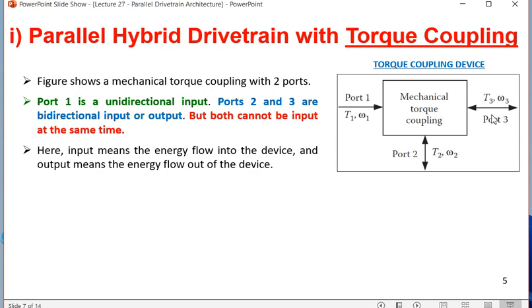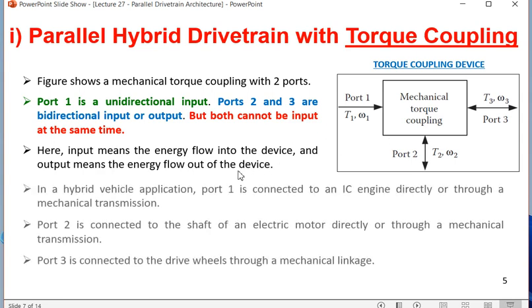Here the input means the energy flow into the device, output means the energy flow out of the device. In a hybrid electric vehicle application, port 1 is connected to the IC engine directly or through a mechanical transmission. Port 2 is connected to the shaft of an electric motor. That motor is actually powered by the battery. Port 3 is connected to the drive wheels through a mechanical linkage.